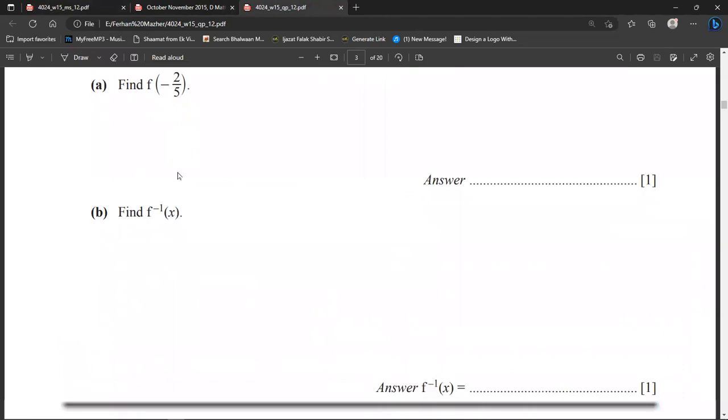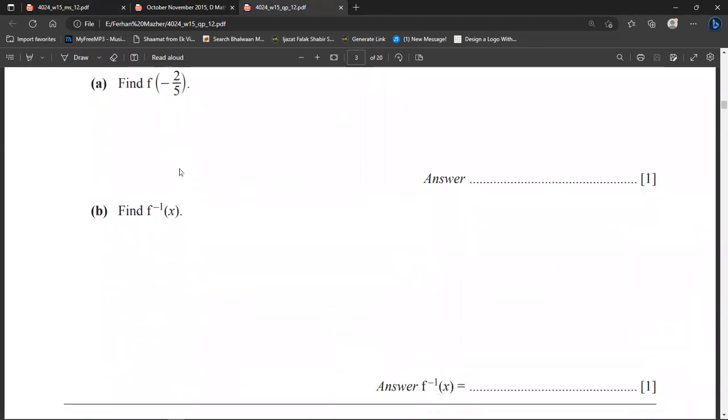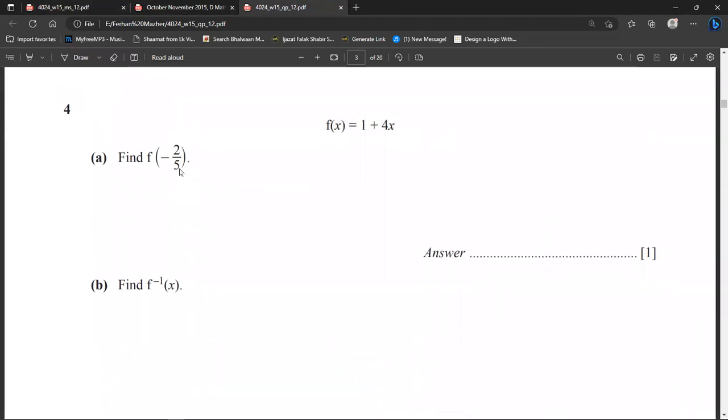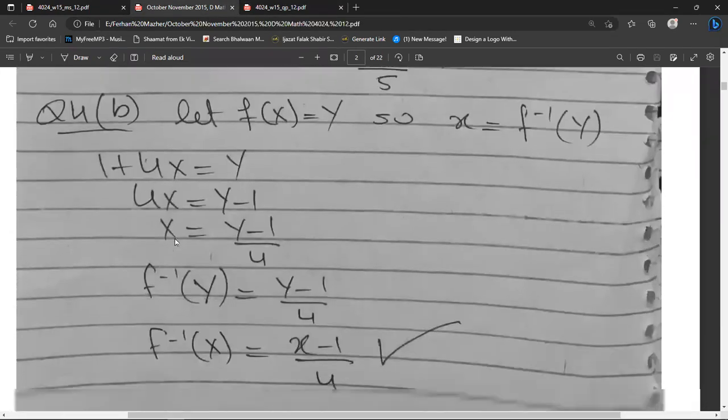Okay, so next, question number 4, it's B part, and it says find the f inverse of x. We have to find the inverse of this function. So we will let y equal f of x. So let f of x equal y, so x will be equal to f inverse of y. So 1 plus 4x equals y, so I will make x the subject of the formula. So we will have 4x equals y minus 1. X will be equal to y minus 1 by 4.